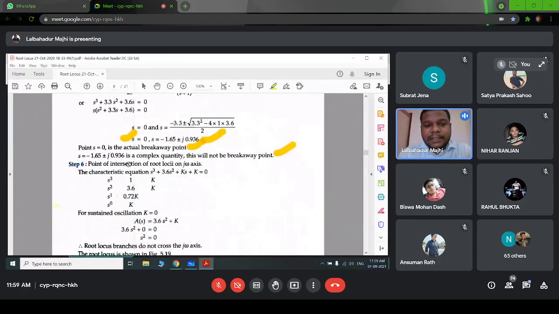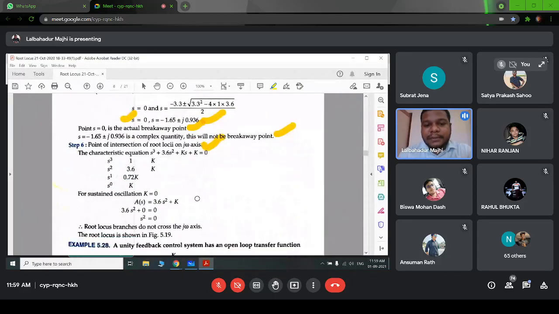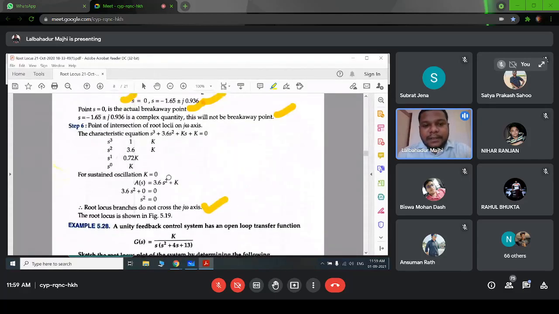Next, the intersection at the j omega axis by using the Routh array. I think all of you are thorough about how you can do this. For sustained oscillation, in this case, K equals 0. So we are getting s equal to 0. That means the root locus branch will not cross the j omega axis. It will not cross the j omega axis. Here all the points.